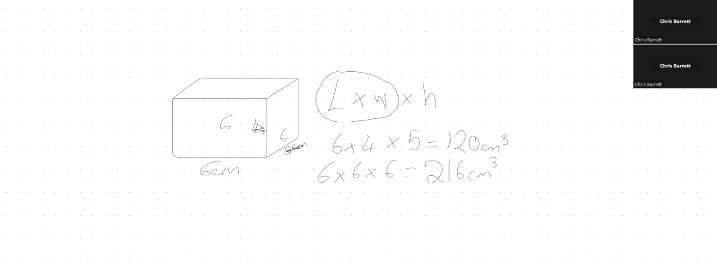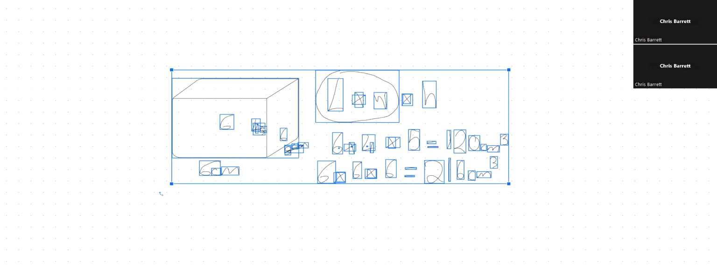Right, now we're going to have a look at the volume of other shapes. The only other shapes that we're going to look at in this video will be a cylinder and also a triangular prism. They are the most common ones that you'll be needing to know.